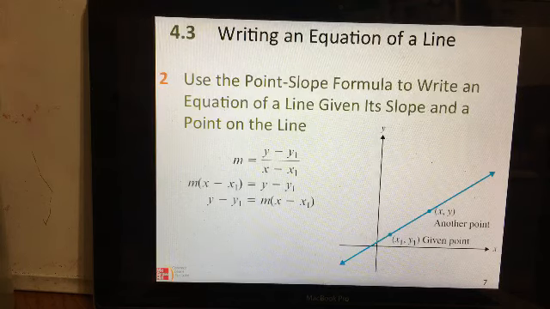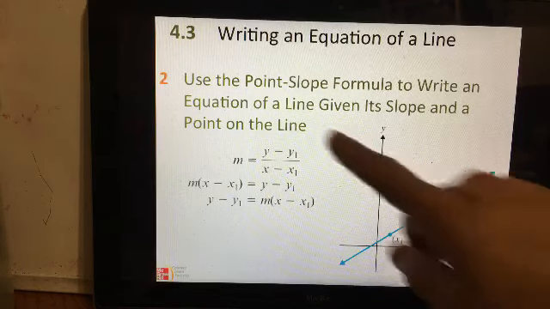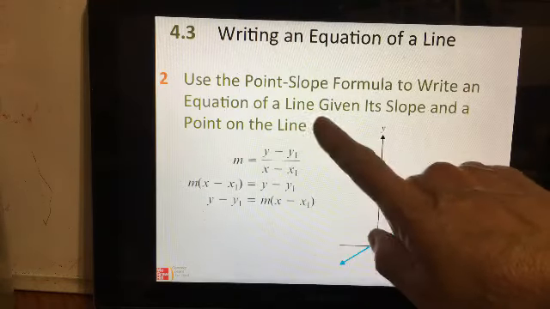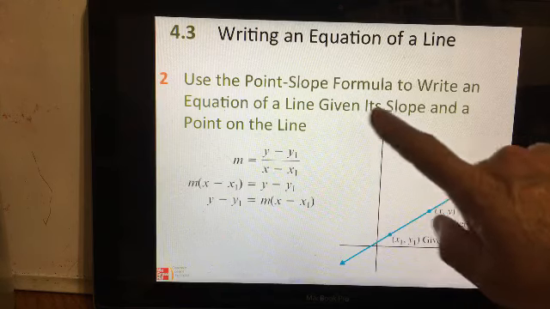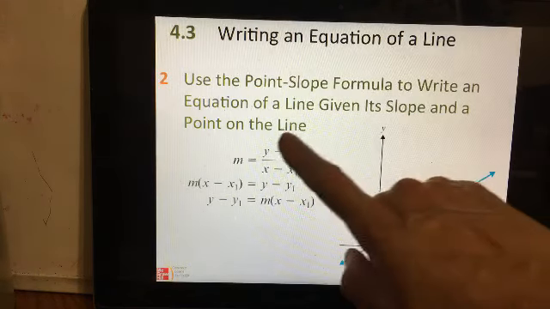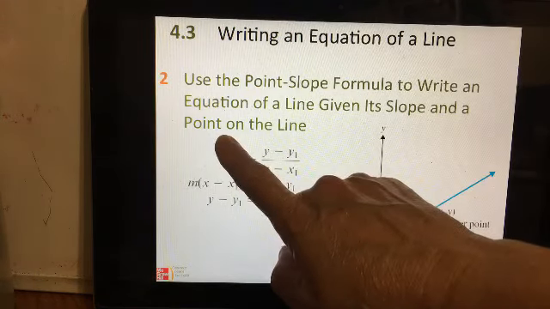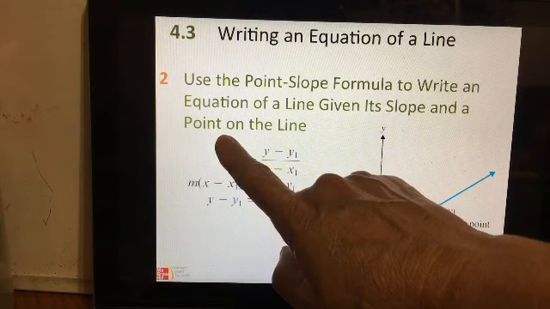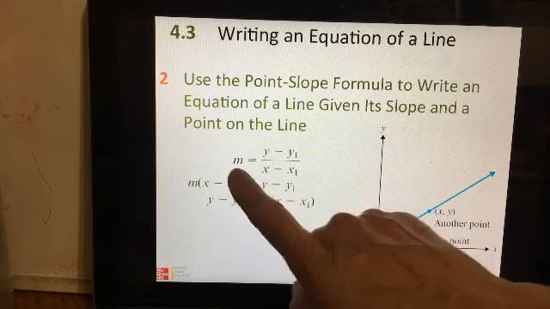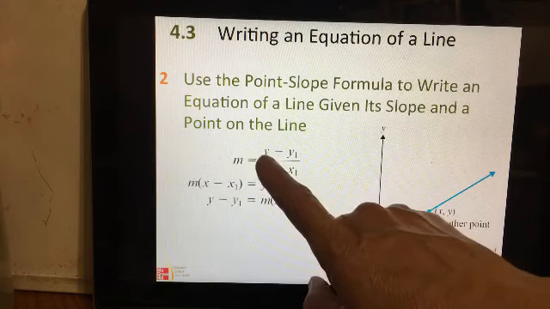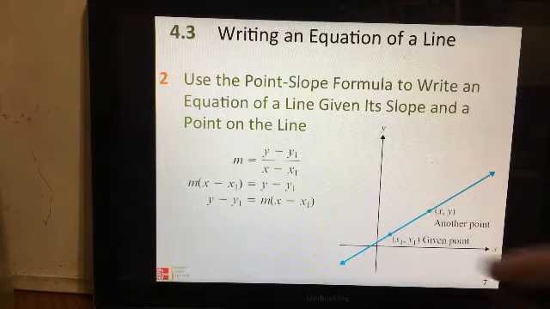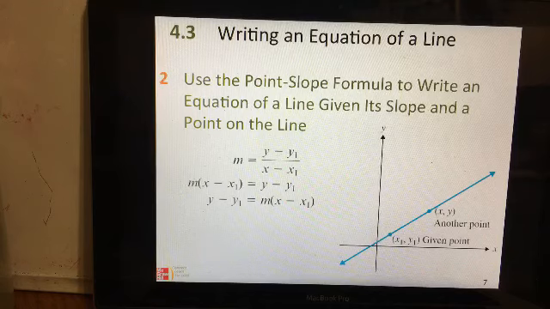Now, what happens? Scenario 2. We're seeking an equation of a line when we are given its slope and a point. Okay, any generic point. All right, so we're going to let our slope be... Now, notice this little difference here. Okay, we have just a tiny little difference here.